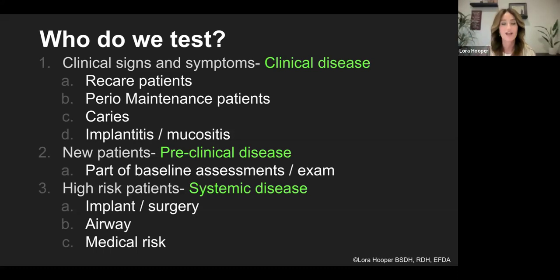That's where we need to hang our hat and make the biggest impact before the event happens and they lose the bone. So one of the easiest places to start with the who then do we test is new patients, right? It's just part of our baseline assessments. It's part of our examination where we're getting the clinical signs and symptoms, and now we're marrying it up with this technology to see what's actually there. And of course, we can't forget the third category in my top 3, which is the high-risk patients. These are systemic disease patients. Maybe they're having surgery, they're getting implants, they could be airway, they could be high medical risk, right? We want to be screening them, and making sure that their mouth is not putting them at risk.